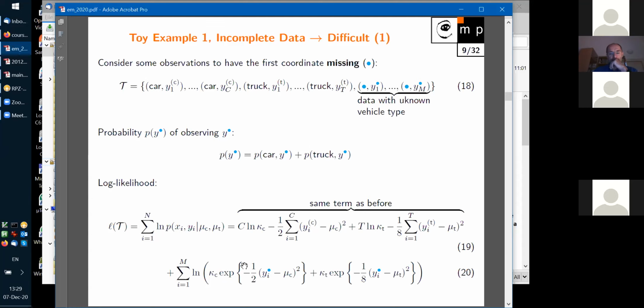Okay, so please, could you confirm this is understandable? I think you should understand these two lines, 19 and 20. It's not difficult. It's just saying the likelihood of the data is the likelihood of the data which are class C, the likelihood of the data from class T, and then the likelihood of the data which I don't have information about the class, but the likelihood of observing it is the sum of the two. It either comes from cars or trucks.